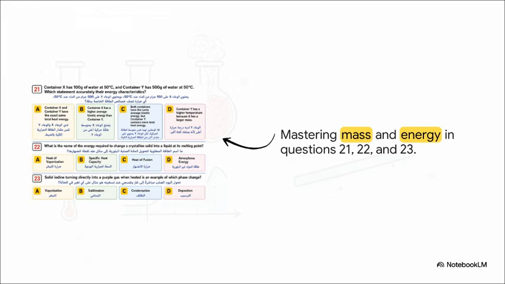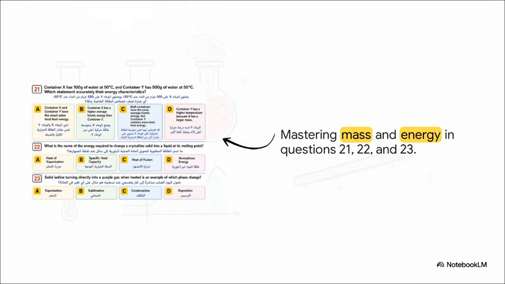For question 21, we have two containers, X and Y, and they're both at 50 degrees Celsius. So their average kinetic energy, their temperature, is exactly the same. But container Y has 500 grams of water, while X only has 100 grams. More water means more molecules holding on to heat. So even though they have the same average kinetic energy, container Y contains way more total heat energy. That's answer C.